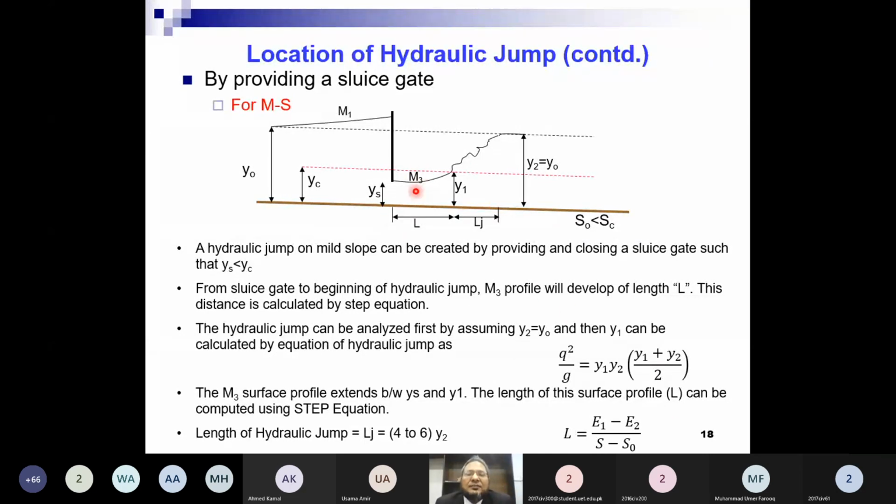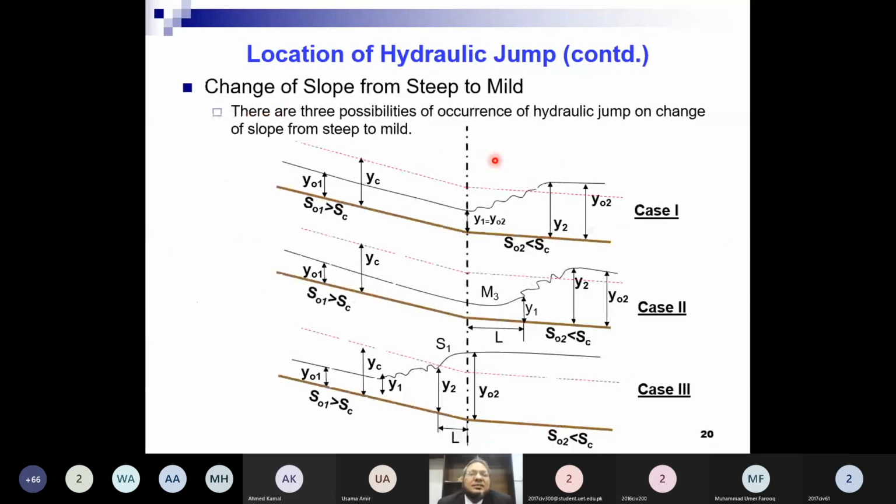So this is the length of M3 profile, or this is the length of gradually varied flow. From here to here flow is gradually varied flow, and from here to here flow is which flow? Rapidly varied flow or hydraulic jump. So with this we have solved this problem.